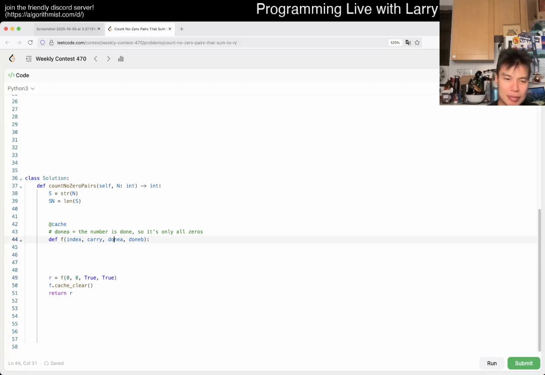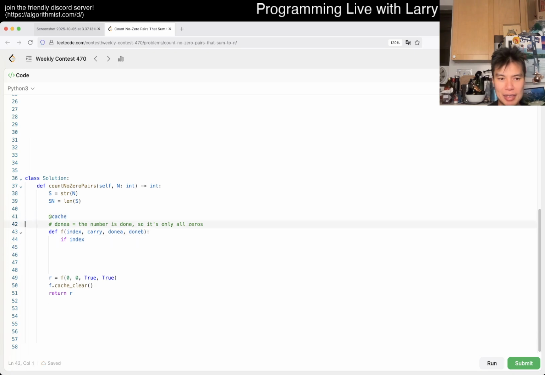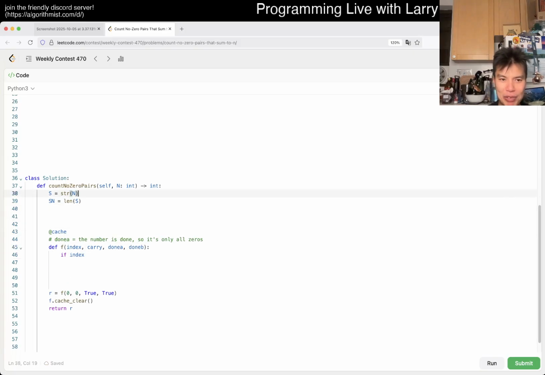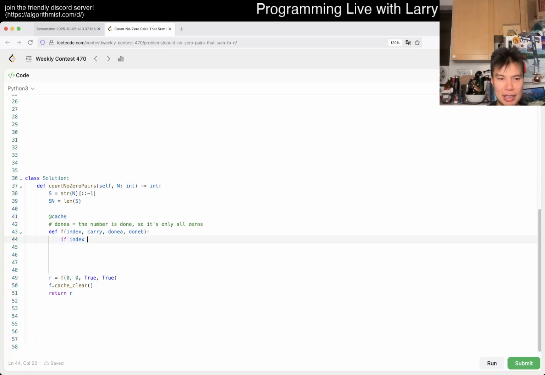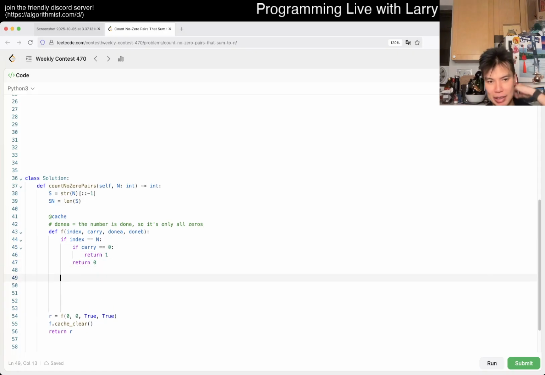Right? And now if index is, I think this is fine, but I want to reverse this so that we're still going from 0 to the thing, except the string is reversed. So then now if this is n, and carry is equal to 0, then we're good, right? Because I think that's the only state in this case.